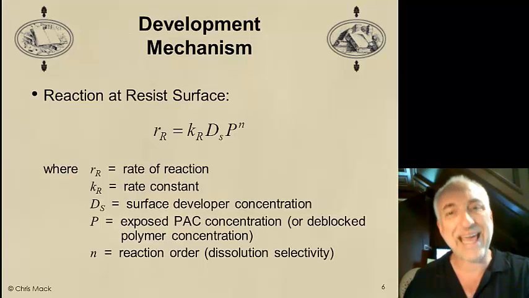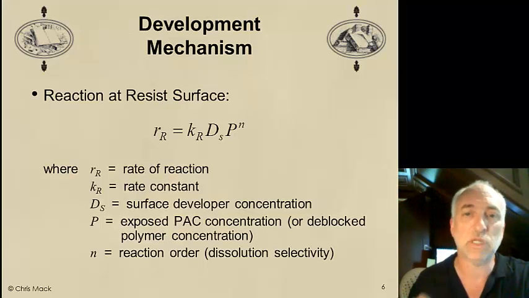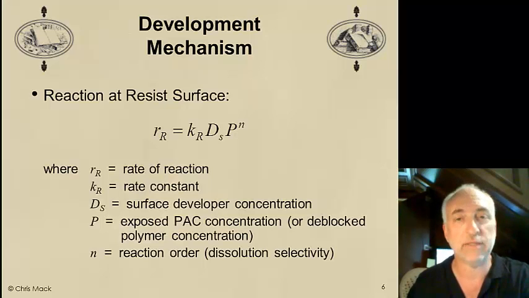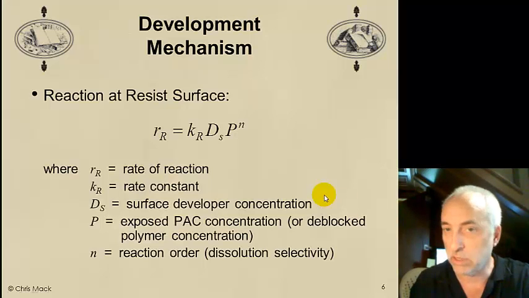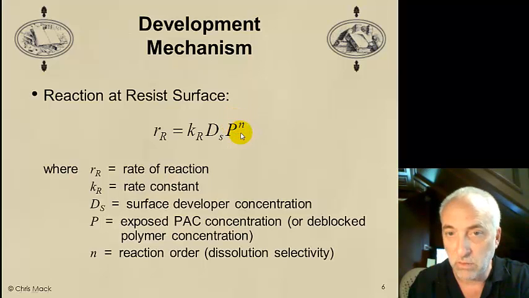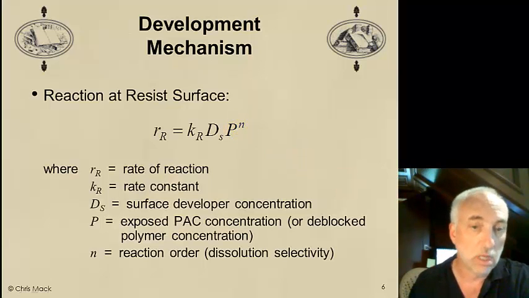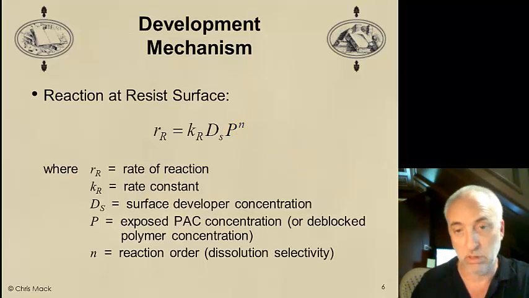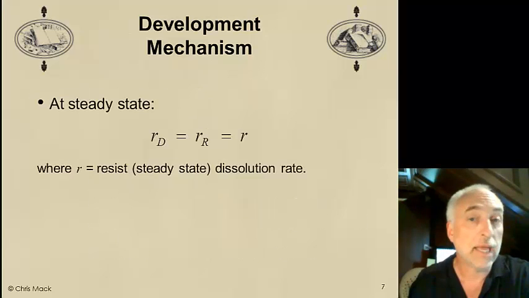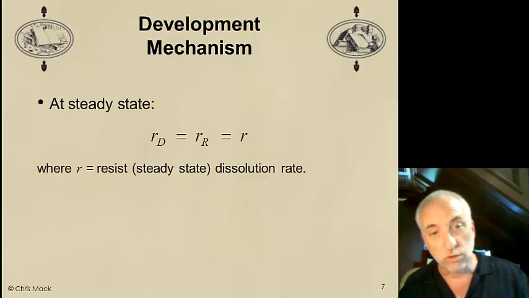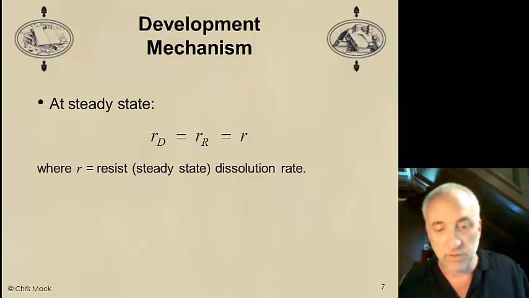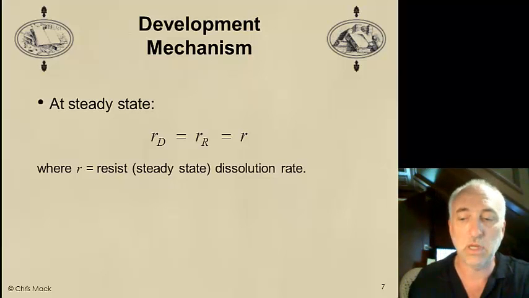And since n deprotection events have to work together to cause that resin molecule to go into solution, we see that the reaction rate will be proportional to that concentration to the nth power. This is the reaction order of our reaction. And we'll assume that we quickly reach a steady state between these two reactions, diffusion of fresh developer and reaction of the developer at the surface of the photoresist.